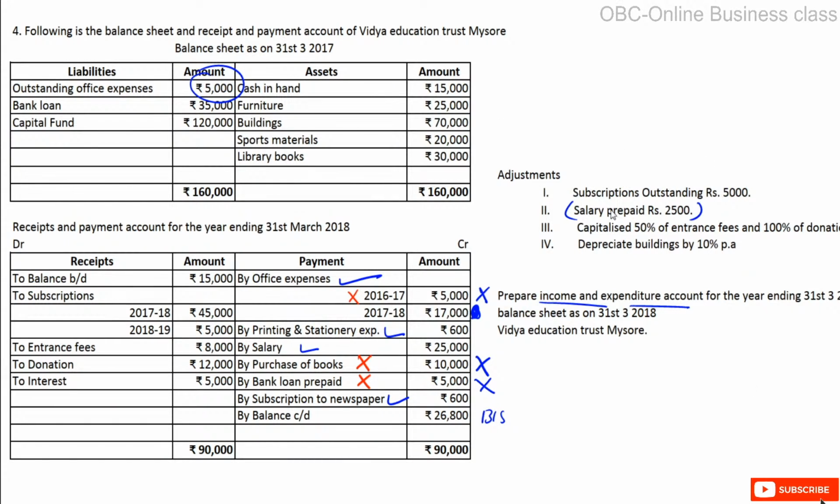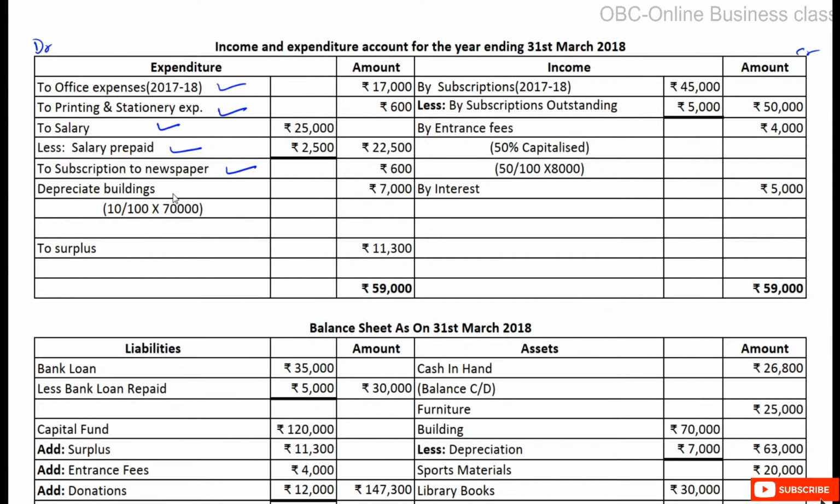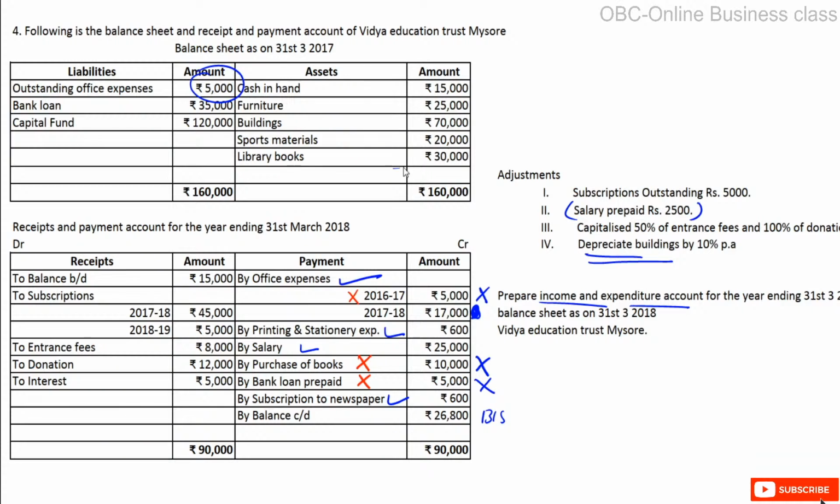Next, come to the adjustment part. Check whether we have any expenses. Yes, we have an adjustment regarding the building depreciation as an expense, so consider this. Write building depreciation. In the last year balance sheet, they purchased building 70,000.